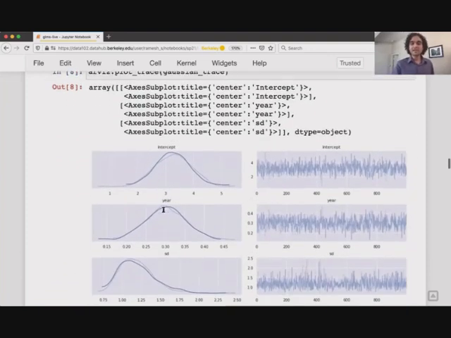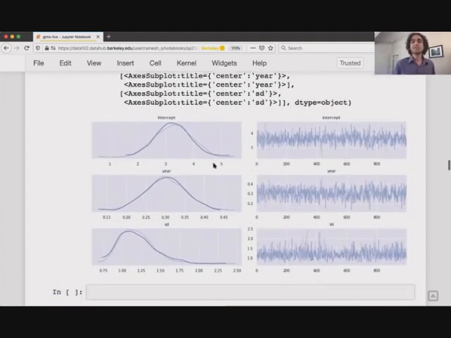What do those plots look like? Well, I have 2 columns and 1 row for each of the variables it's predicting. What is it predicting? It's predicting an intercept, right? Because in my linear regression in 1D, I have y equals slope times year plus intercept. So here's what the intercept is. Here's what the coefficient on year is. And here's what the standard deviation of the errors is.